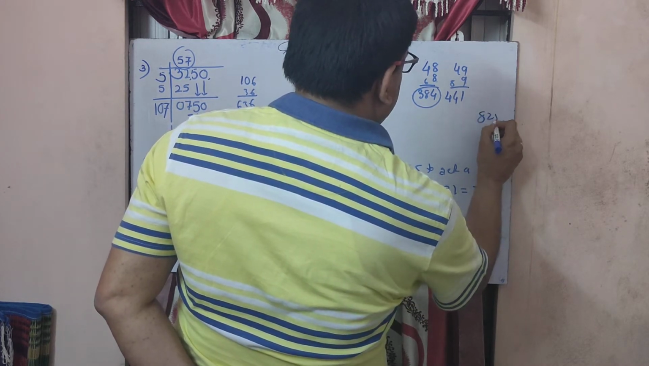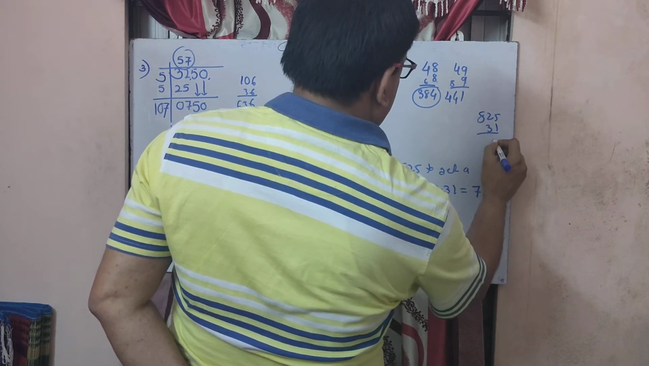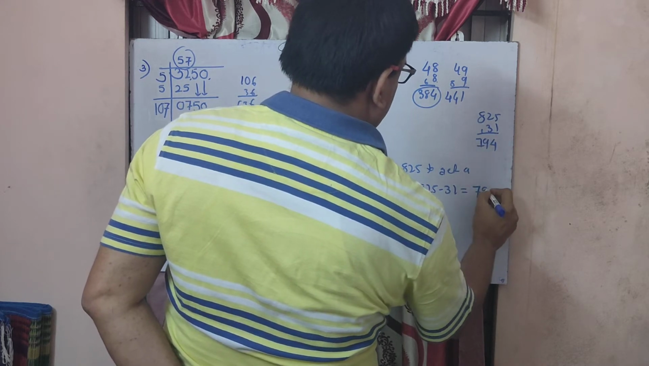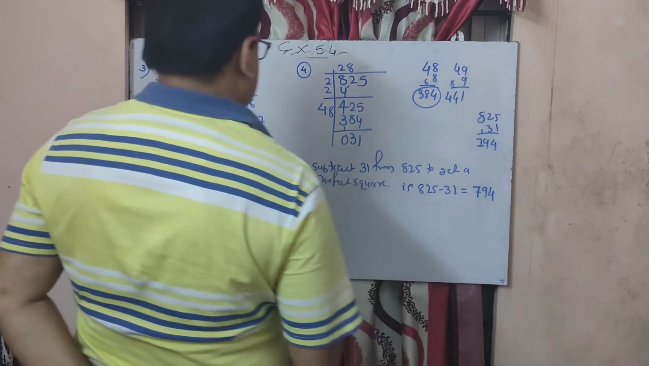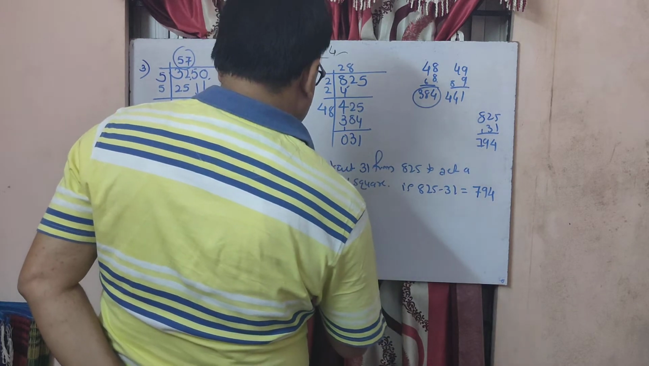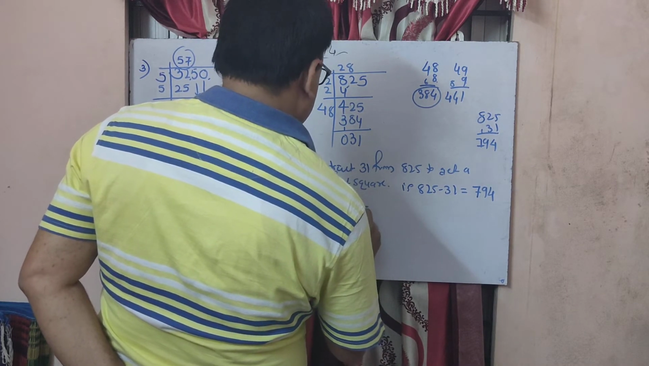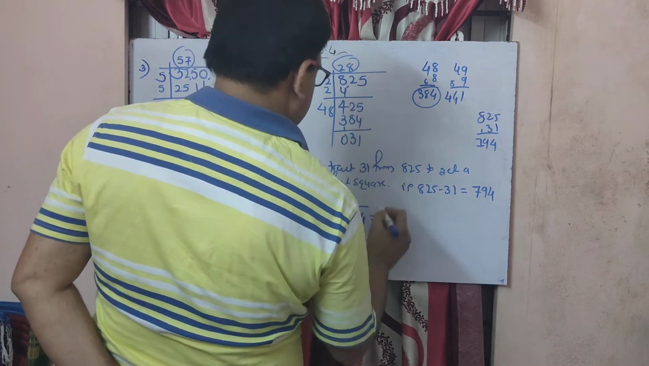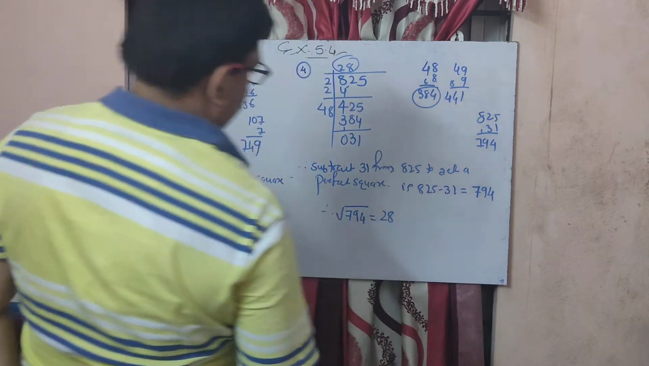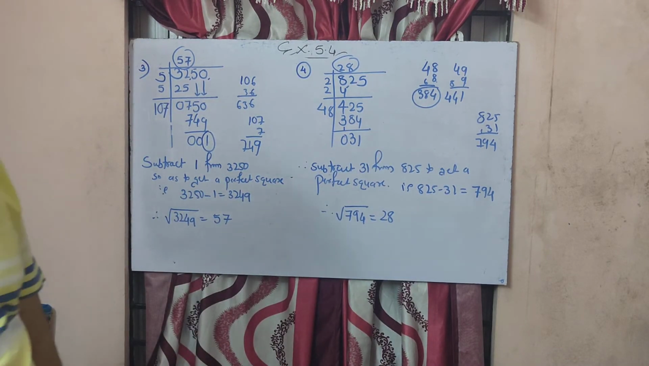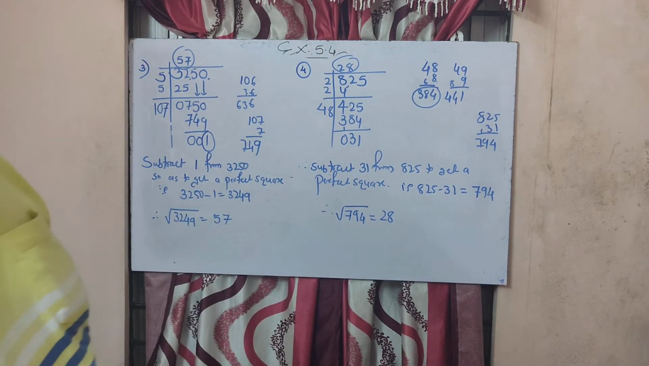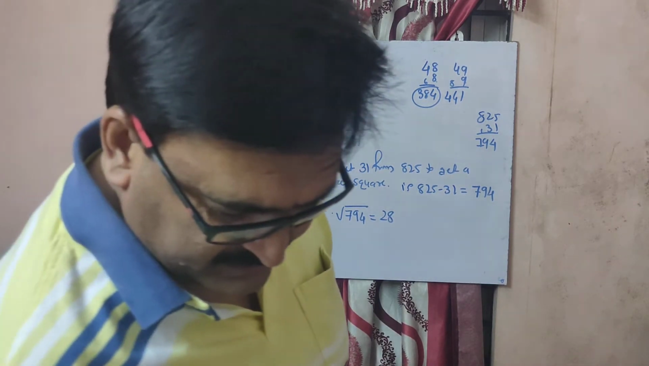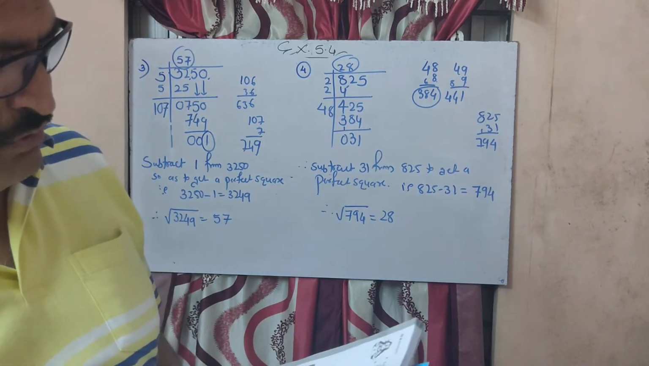So you can subtract here. 794. Therefore, the square root of 794 is equal to how much? 28. So this is how we have to do this example. Now, this is question number 4.